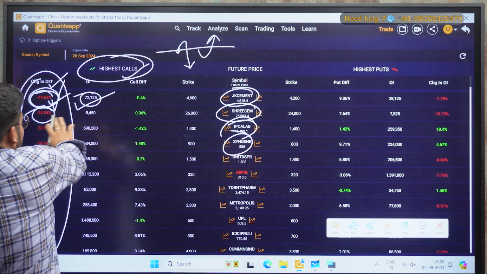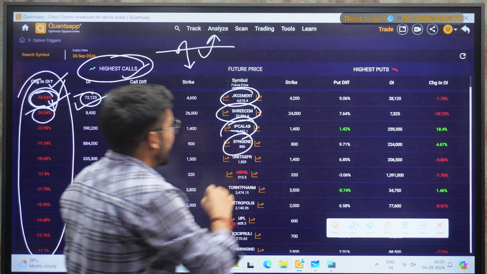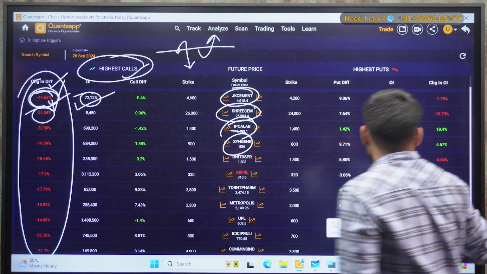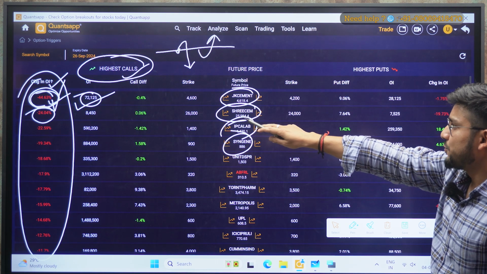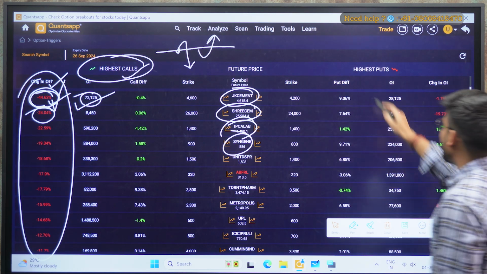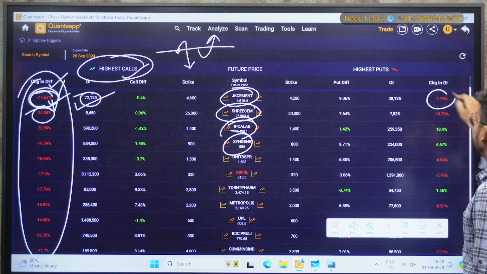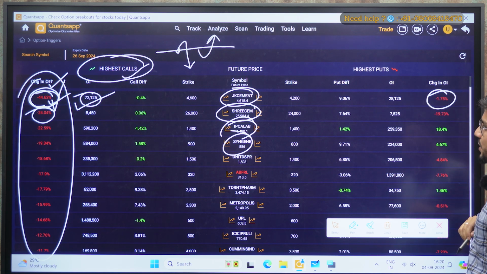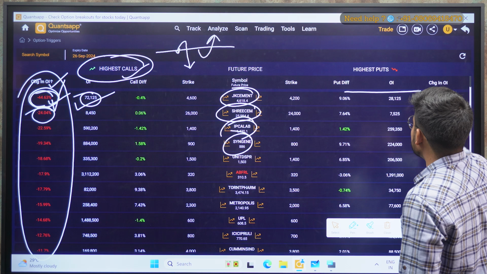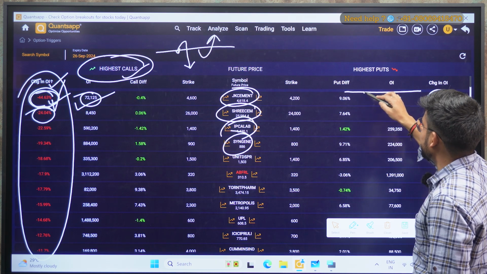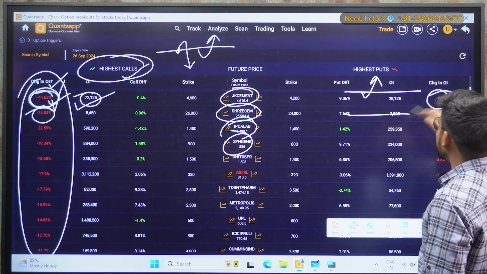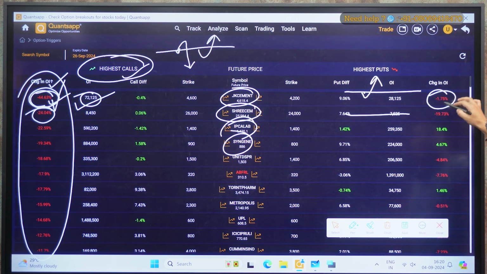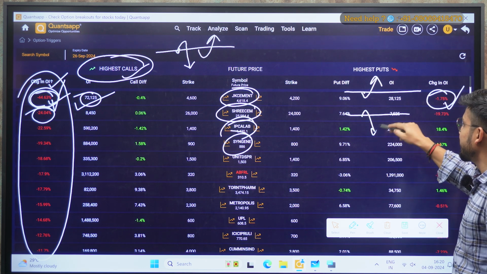Now I have looked into the data of highest calls. Now when I'm looking at the put side, I can see the change in OI on the call side was minus 44.63%, right? And there is also a change on the put side of minus 1.75%, right? So on the call side, the sellers are exiting their position, so it means the market can go up. On the put side also, the put sellers are exiting their position by 1.75%, so it means it can go in either direction.